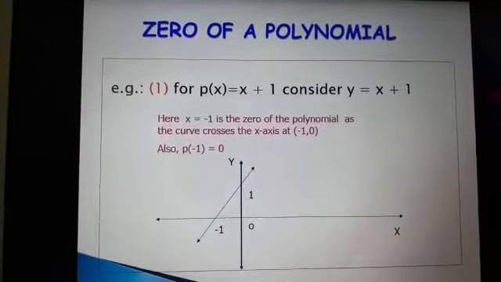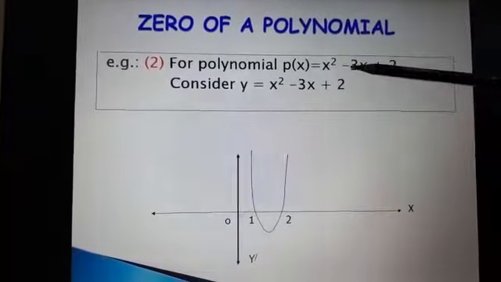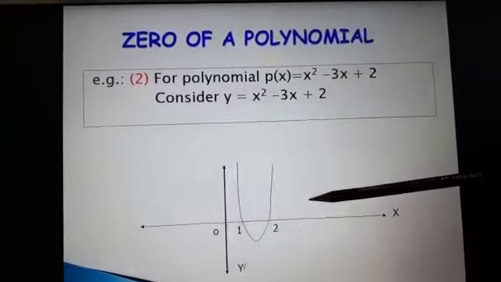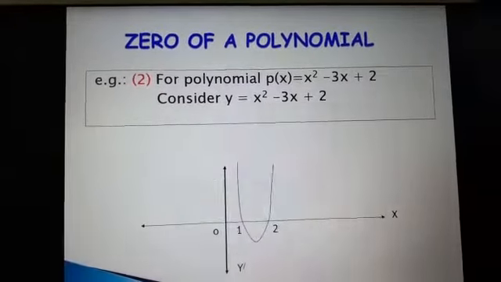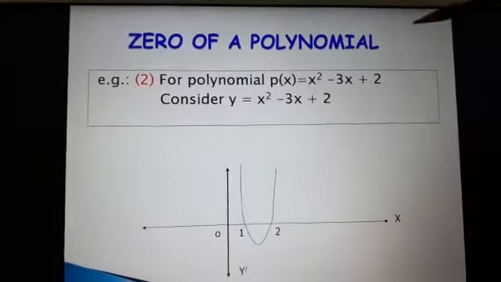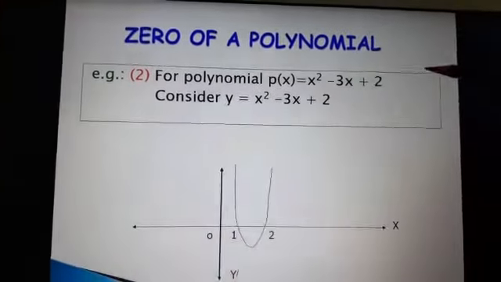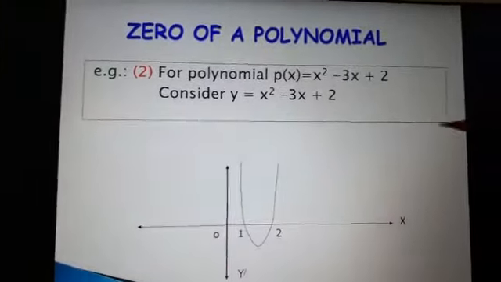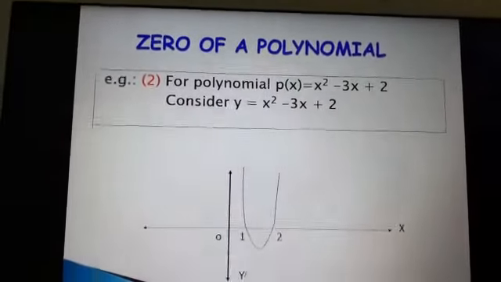Let's see one more example. This is a quadratic, x squared minus 3x plus 2. We have plotted it, and what are the zeros? 1 and 2. The quadratic polynomial is of degree 2, so how many zeros do we have? 2 zeros. It is very important to note that the degree of the polynomial is the same as the number of zeros.